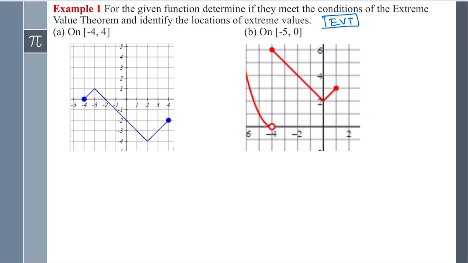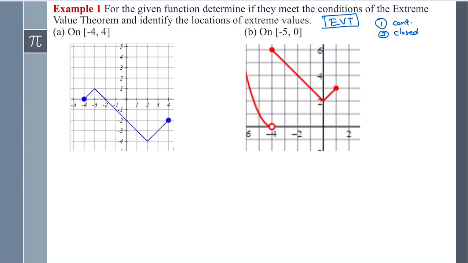The first thing is we have to look at two things when we look at the conditions for the extreme value theorem. The first one is the function must be continuous, and then it must be on a closed interval. So let's look at the first one here. I can see that the function is continuous because there is no break here, and it is continuous on the closed interval. The interval that is given to us is -4 to 4. From -4 to 4, we have those dots, which means the function is continuous on the closed interval.